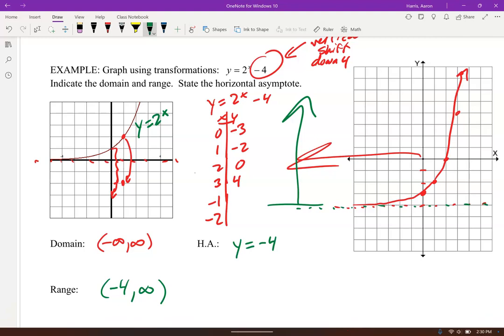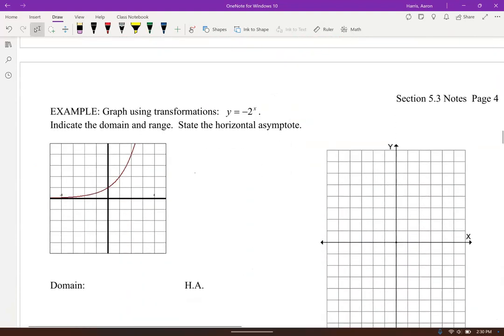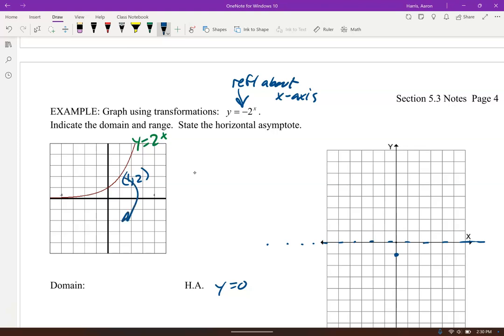Let's do this next one here. We've got negative 2 to the x. So you notice here's our 2 to the x. Well, if you put a negative in front, that will reflect it about the x-axis. So it flips it over, so it still has the same horizontal asymptote. It'll still be y equals 0, but it's flipping it over that x-axis. So instead of 0, 1, I'll have 0, negative 1. Instead of 1, 2, it'll flip it over, right? Points all flip over. So instead of 1, 2, you'd have 1, negative 2, and so on.